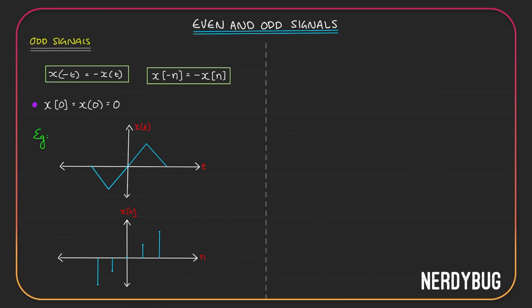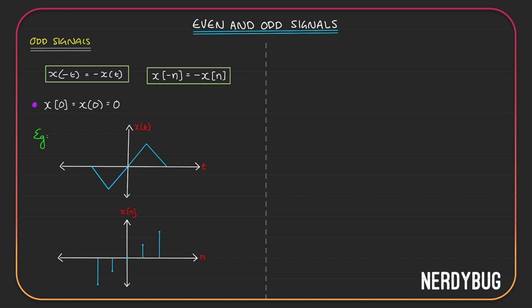For a signal to be odd, x of minus t will be equal to minus of x of t. And in the discrete version, x of minus n will be minus of x of n. What you can see over here is an example of a continuous time signal, which is also an odd signal. On the positive x-axis, this is what we have, and on the negative x-axis, this is what we have. Obviously, x of minus t is the negative of x of plus t, and this is an odd signal. Over here, we can see a discrete time signal. What we have on the positive side is these two numbers, and what we have on the other side is the negative of those. So this is also an odd signal.